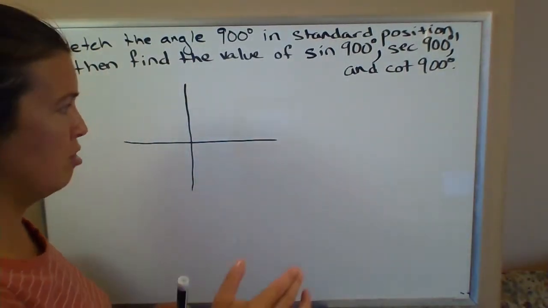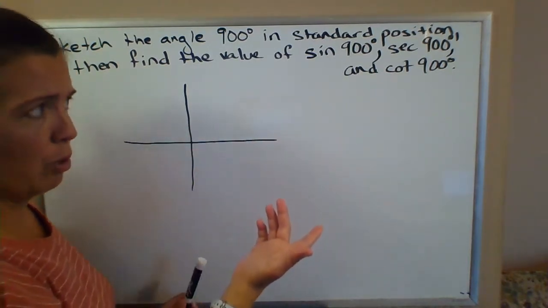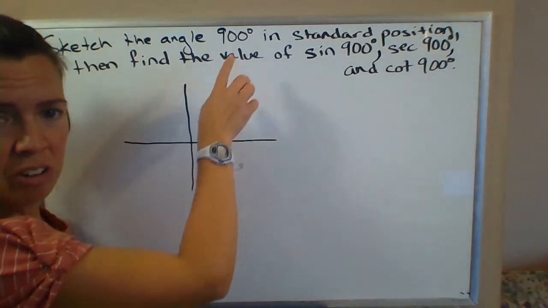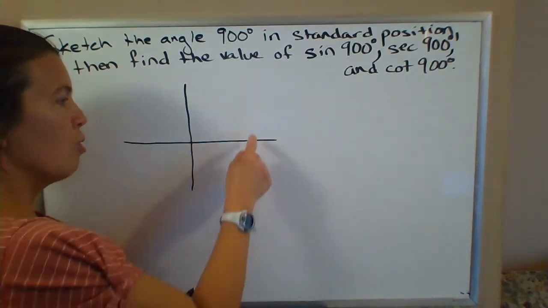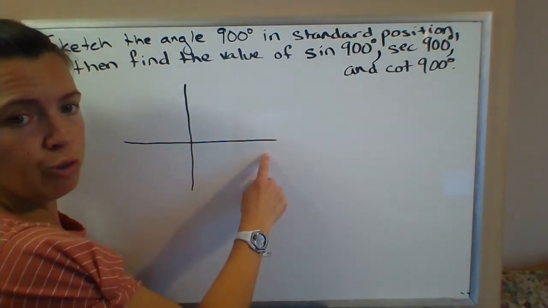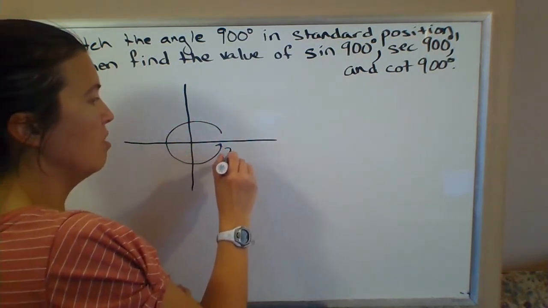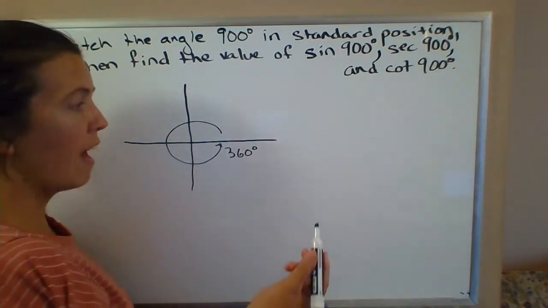So the first thing we need to do in order to draw this in standard position is to know what quadrant it lies in. 900 degrees, though, is bigger than angles we're familiar with. 360 degrees corresponds to a full rotation. All the way around here is 360 degrees. 900 degrees is clearly more than that.